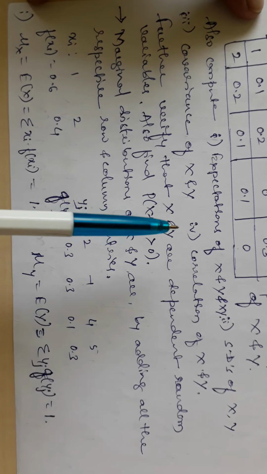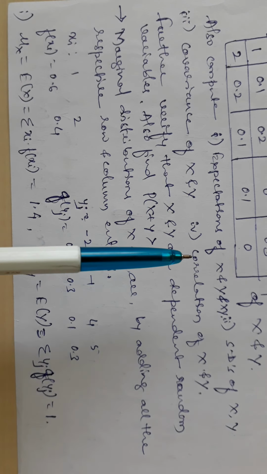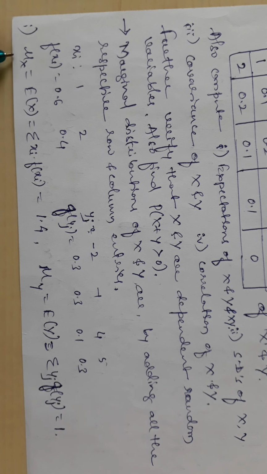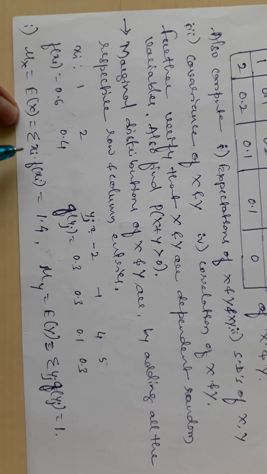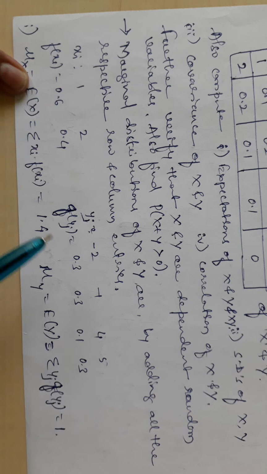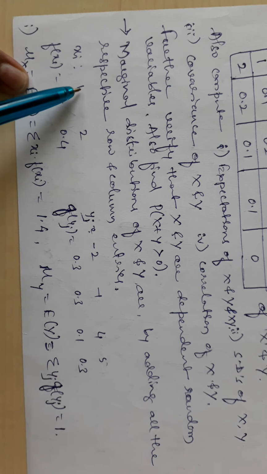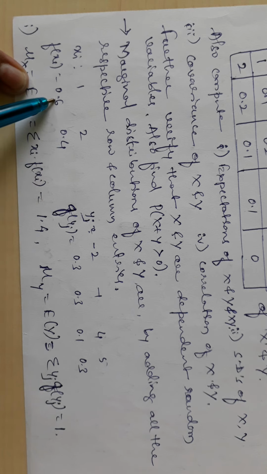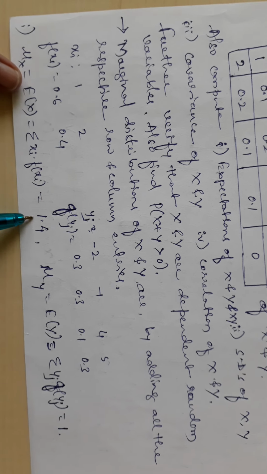Now we need to find the expectations of x, y and xy. Therefore the expectation mu x, that is the expectation of x, we have the formula summation of xi into f of xi. It means we have x values and f of x values, so multiply and add these values to get the answer. Therefore x1 into f of x1 is 0.6 plus x2 into f of x2 is 0.8. Therefore 0.6 plus 0.8 gives 1.4.